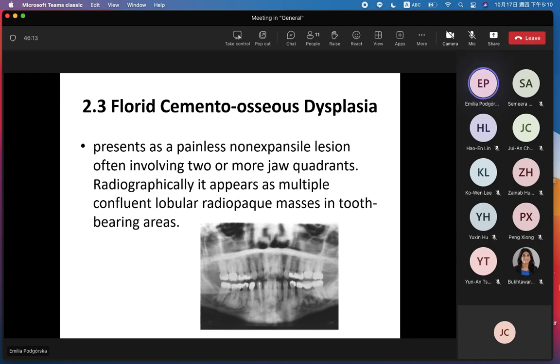Florid cemento-osseous dysplasia presents as a painless non-expansile lesion, often involving two or more jaw quadrants. Radiographically, it appears as multiple confluent lobular radiopaque masses in tooth-bearing areas.